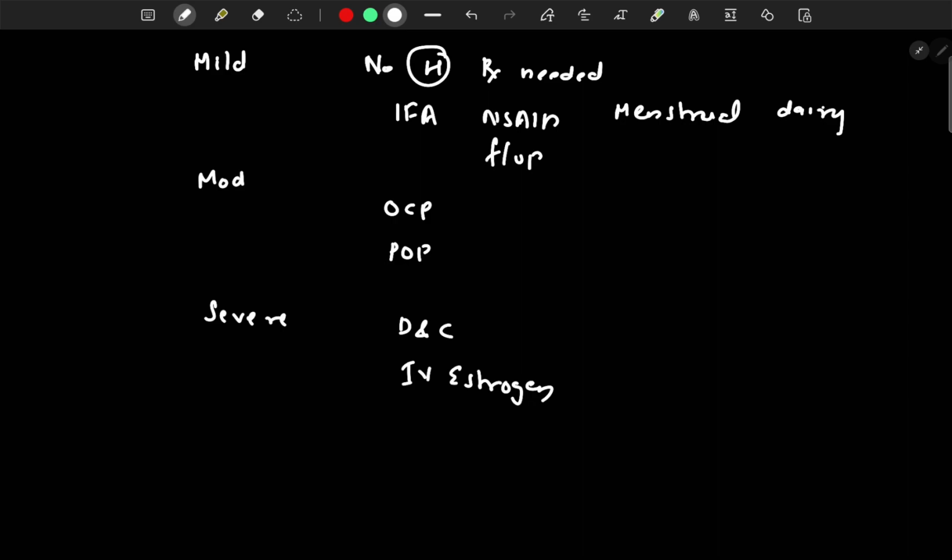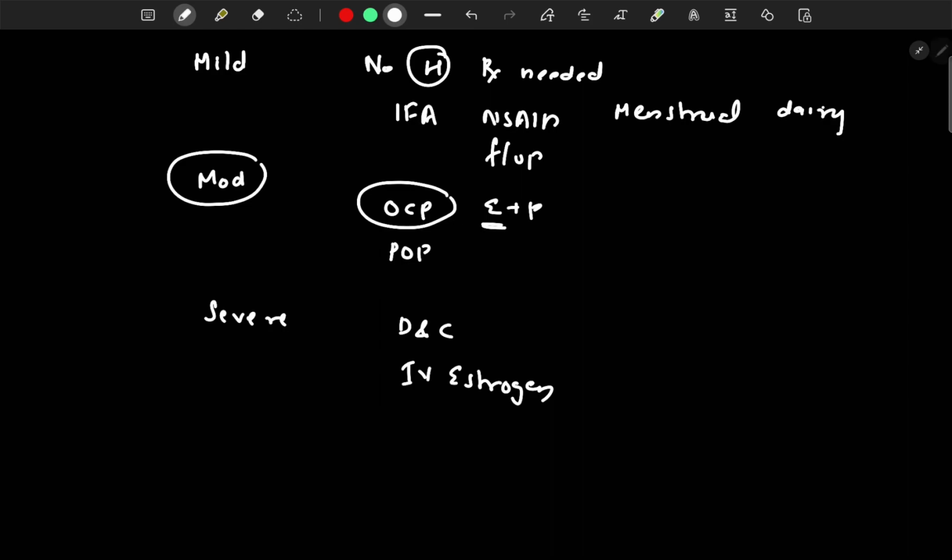So the progesterone cannot act on an endometrium that is not primed by estrogen. So priming by estrogen is required for the progesterone to act. Now, for the treatment of moderate bleeding, we will give OCP pills, that is oral contraceptive pills. These contain estrogen and progesterone. The estrogen here is hemostatic. It also has a contraceptive benefit.